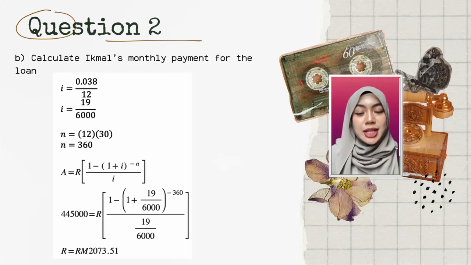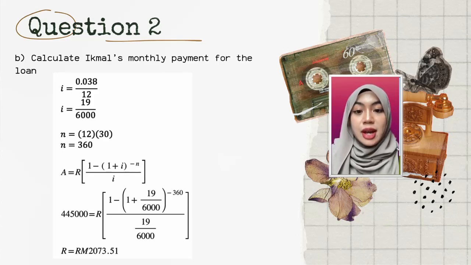Next, for question B, we just use this formula and substitute the values into the equation. For the value A, we subtract the down payment from the full cost of the house. So, we got 445,000. Next, we substitute all the values into the formula and the last answer is 2,073 ringgit and 51 cents.